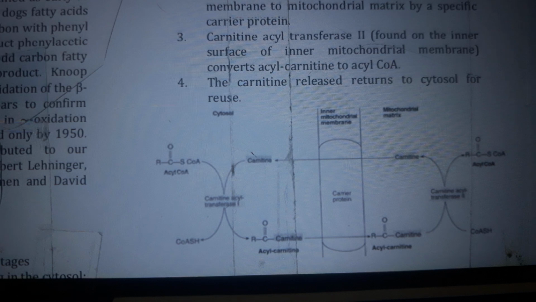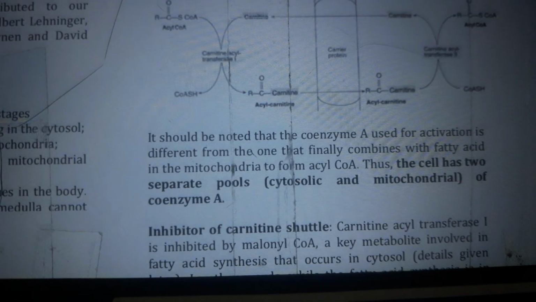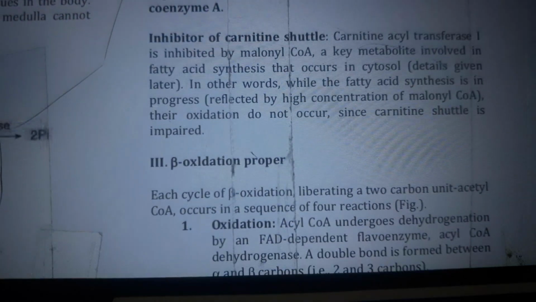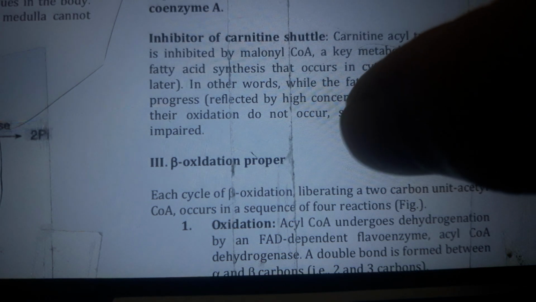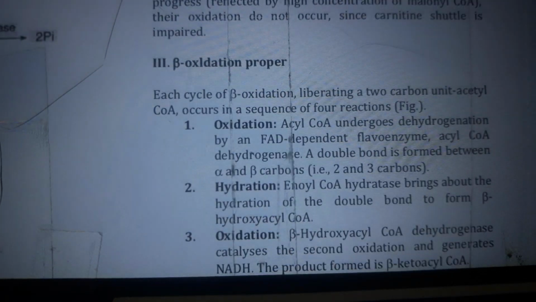The acylcarnitine is transported across the membrane to the mitochondrial matrix by a specific carrier protein. Carnitine acyltransferase 2, found on the inner surface of the inner mitochondrial membrane, converts acylcarnitine to acyl-CoA. The carnitine released returns to cytosol for reuse. It should be noted that the coenzyme A used for activation is different from the one that finally combines with fatty acid in the mitochondria to form acyl-CoA. Thus, the cell has 2 separate pools, cytosolic and mitochondrial, of coenzyme A.